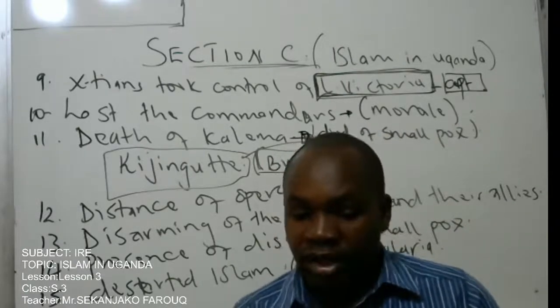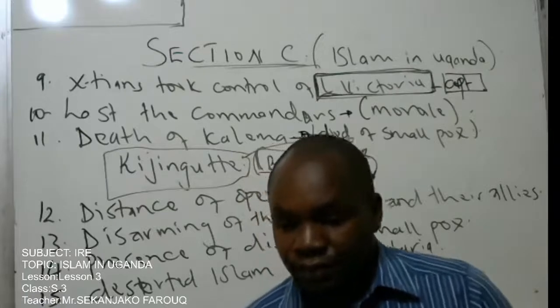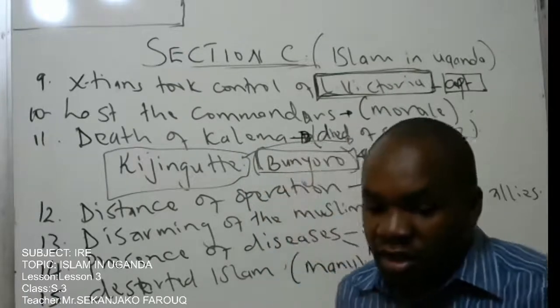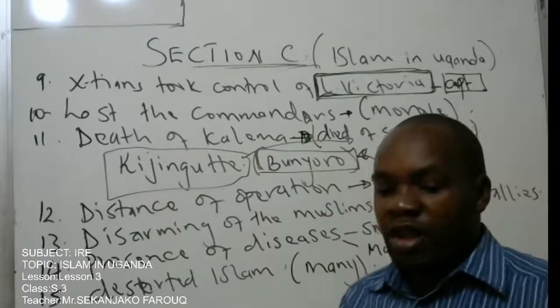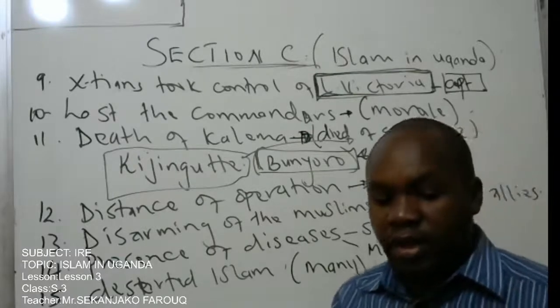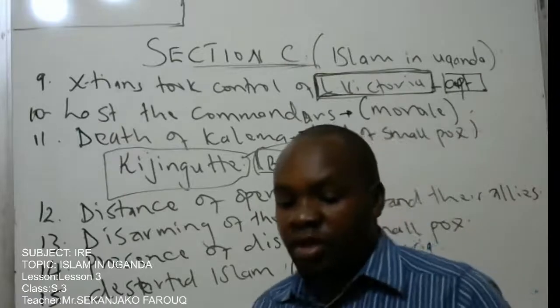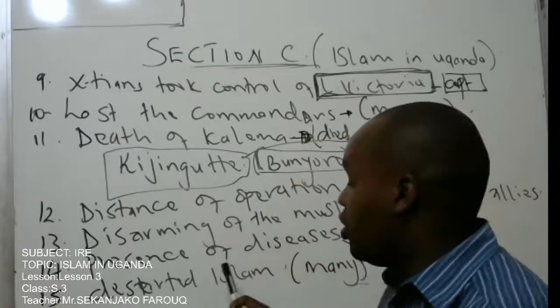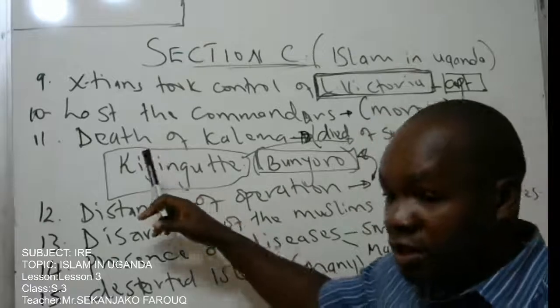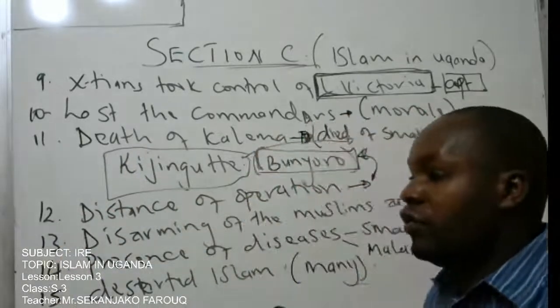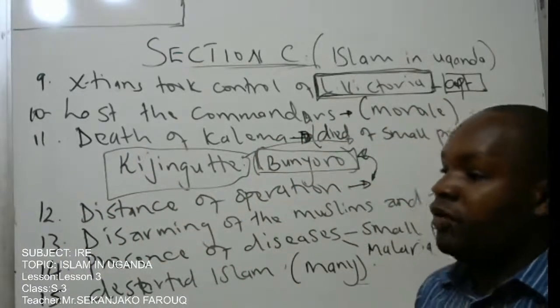So the Muslims, most of them deserted Islam. In the course, these had not accepted Islam wholeheartedly. They were forced by Mutesa to join Islam. This was enough to explain the dangers ahead of the Muslims, and at the end of the day, when they went into the battlefield, they had to be defeated.